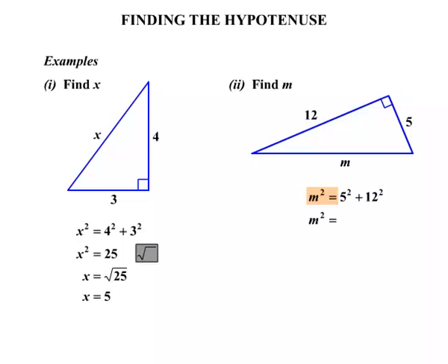So M squared equals 5 squared plus 12 squared. Well, 5 squared is 25. 12 squared is 144. So if we add the two together, we get 169. Now as before, we have M squared equals 169. The opposite of squaring is to take the square root. So if we do that, we get that M equals the square root of 169, and that works out to be that M equals 13.